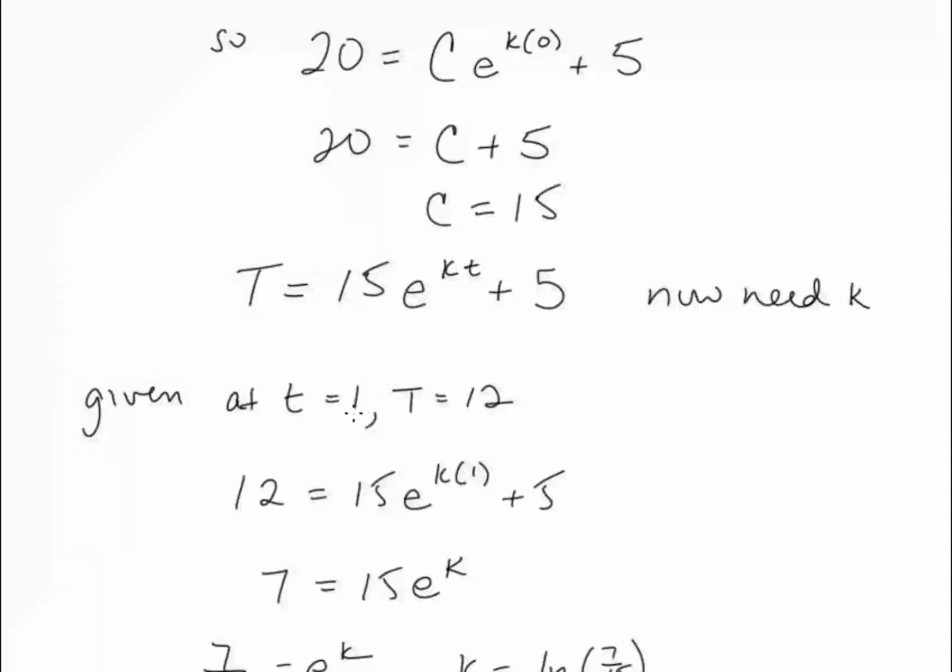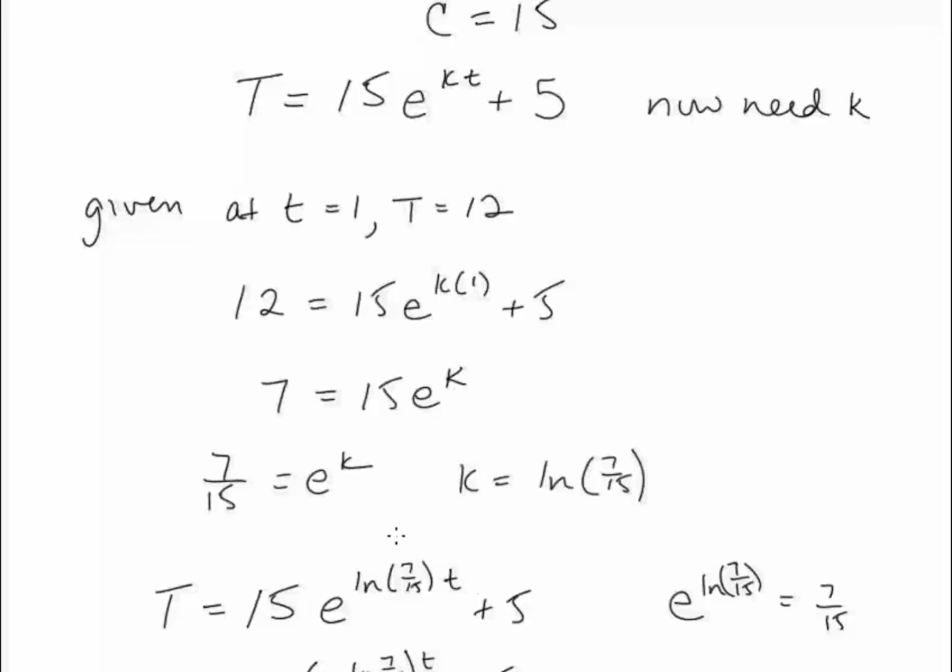Well, we know that after 1 minute, the temperature on the thermometer is 12 degrees, so when little t is equal to 1, capital T is equal to 12, and so we're here. Now we can simplify and solve for k. We divide both sides by 15, take the natural log, and we get k is equal to ln of 7 over 15. Now let's plug this back in to our temperature function and simplify.